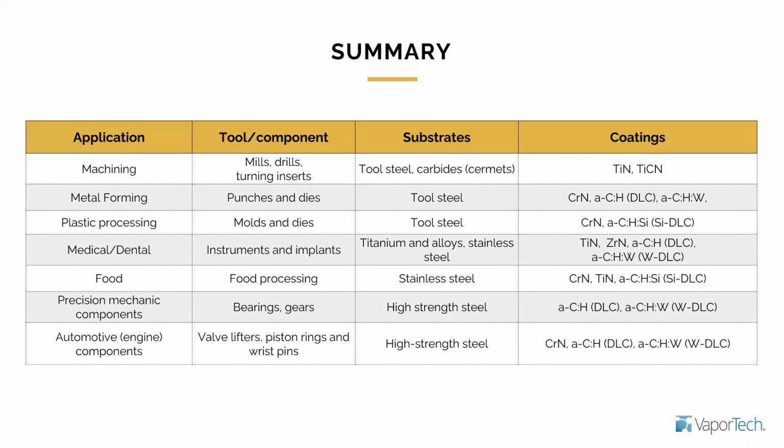Just another example, for instance, if you go to precision mechanical components, such as bearings and gears, which are made with high strength steel, then the DLCs tend to be probably the best option for those applications, even though chrome nitride may be used as well. So I'll leave it at that.